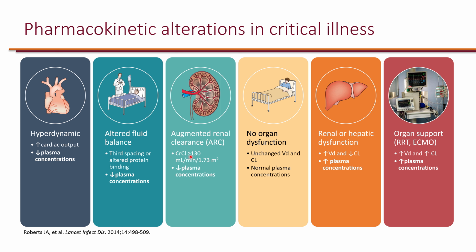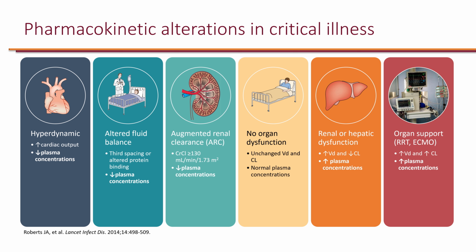This is specifically defined as creatinine clearance greater than 130. So in other words, normally pharmacists dose adjust based on renal dysfunction, right? So if the creatinine clearance, let's say, is less than 60 or less than 30, depending on the agent, we like to reduce the dose. This is the opposite. Augmented renal clearance essentially means the kidneys are working too well, so it's clearing the drug too much. So you actually need to dose adjust in the other direction. You need to increase the dose because of reduced plasma concentration.